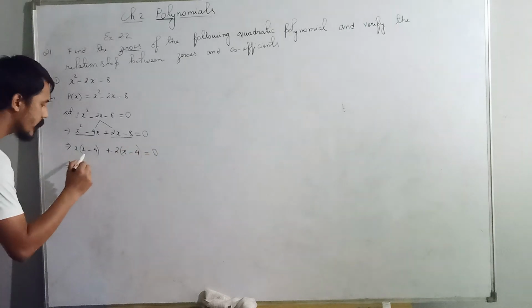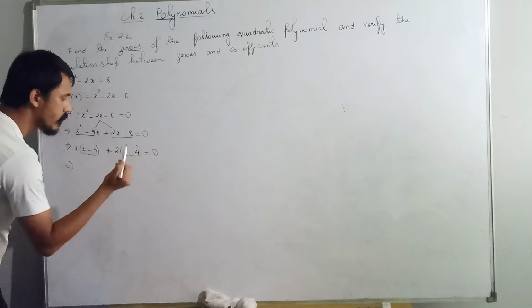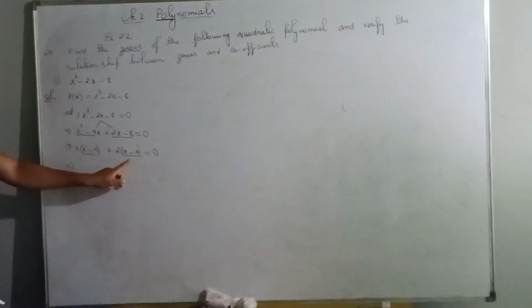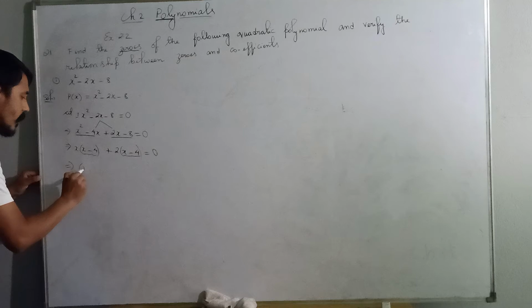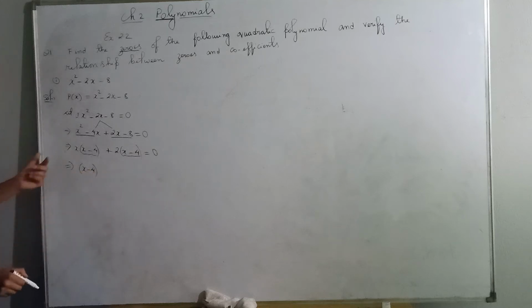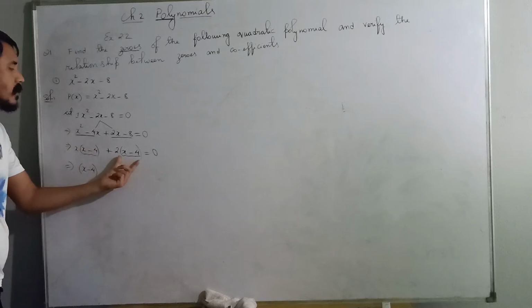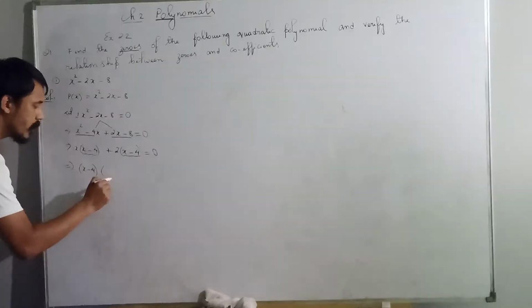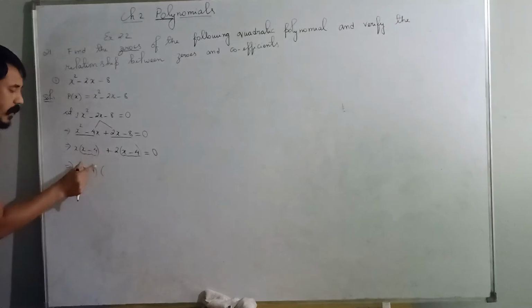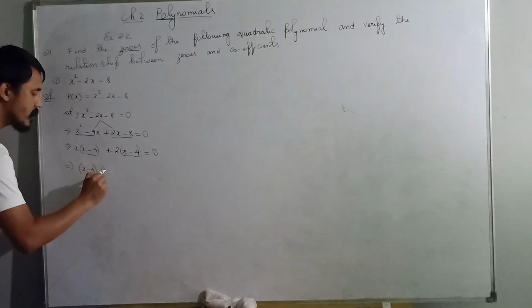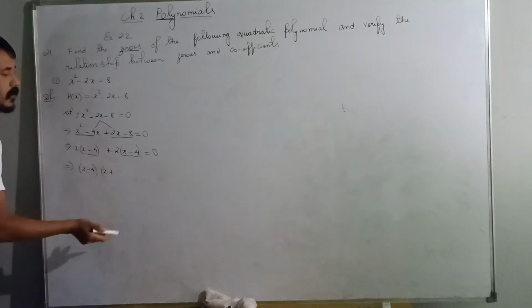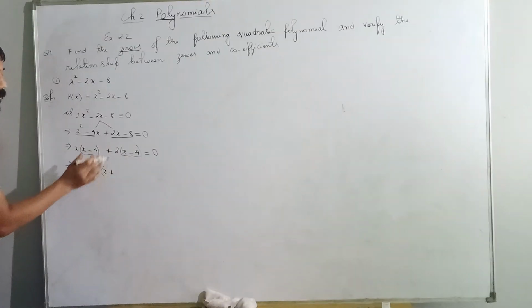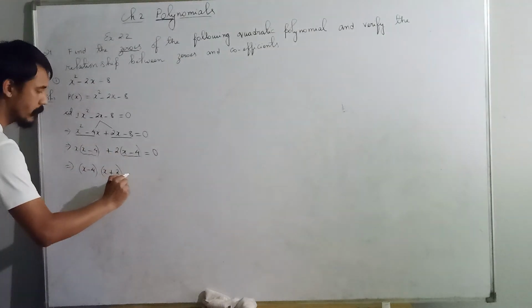Now again, the terms in the bracket are equal, so we can take them common. Here in this term we have x minus 4 in the bracket, and in this term also we have x minus 4 in the bracket, so we can take x minus 4 as common. Then from this term, since we have taken x minus 4 as common, we have only x here, and plus from this term we have 2.